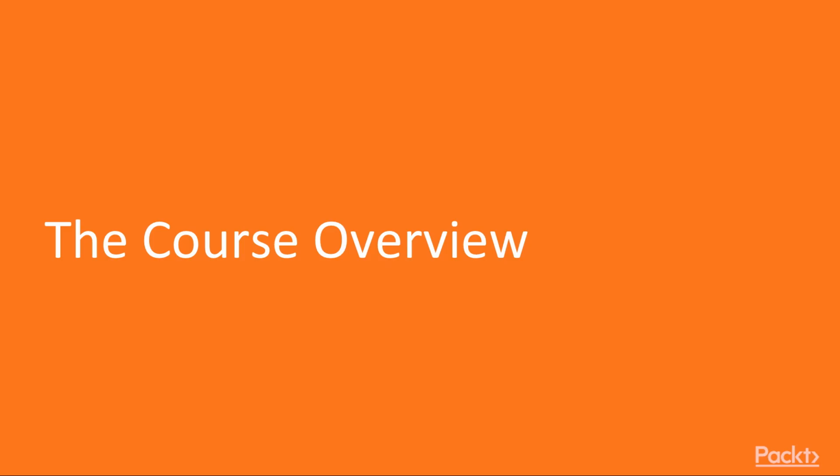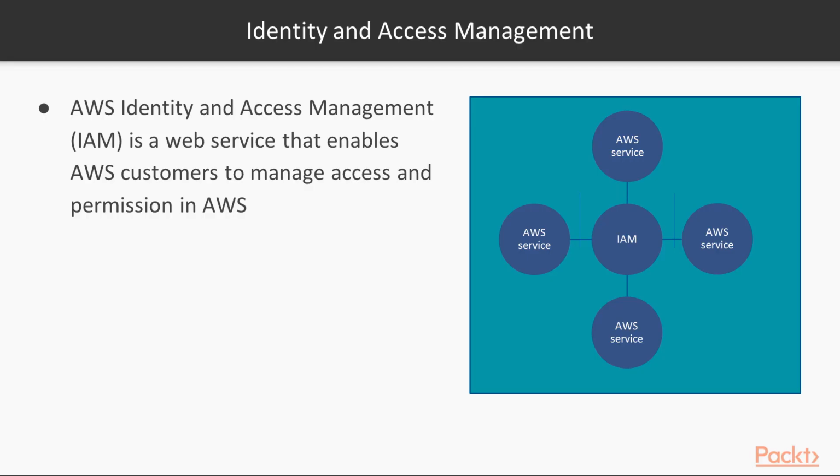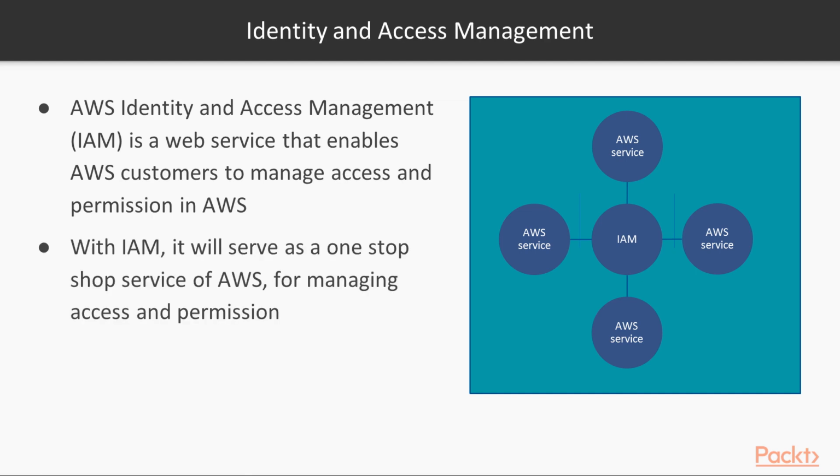On this short video, I will give you an overview of things you will learn on a fast-paced and exciting course of identity and access management. Okay, let's start. So an overview is AWS Identity and Access Management is a web service that enables AWS customers to manage access and permission in AWS. With IAM, it will serve as a one-stop shop service of AWS for managing access and permission.